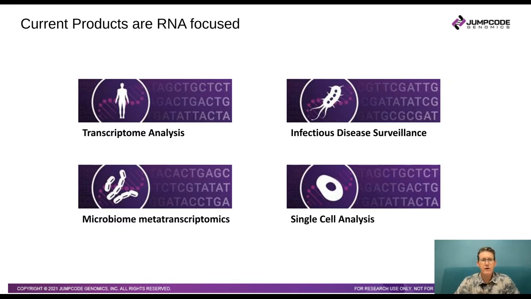And so 2021 for us has been a focus on RNA products. We have a product for transcriptomic analysis, which would be bulk RNA sequencing. We have one for microbiome metatranscriptomics, and I'll show you some early proof of concept data that we generated using the metatranscriptomics kit. We have a single cell analysis product as well. And then finally, the one I'm going to be talking about today is our infectious disease surveillance product and kit for that assay.